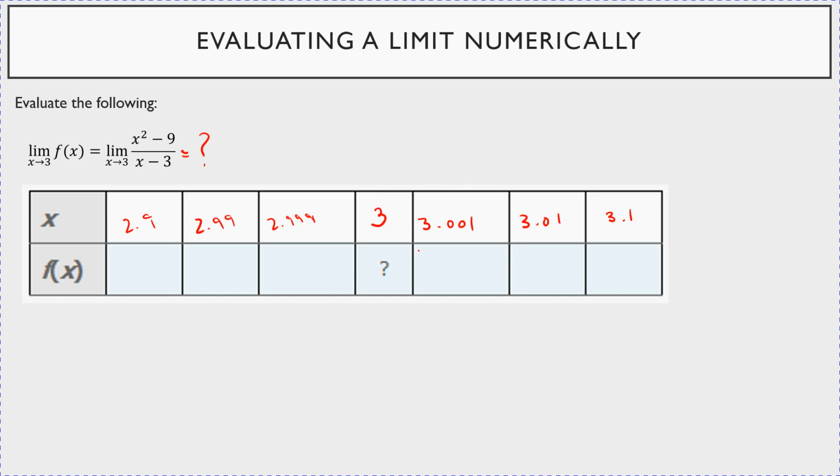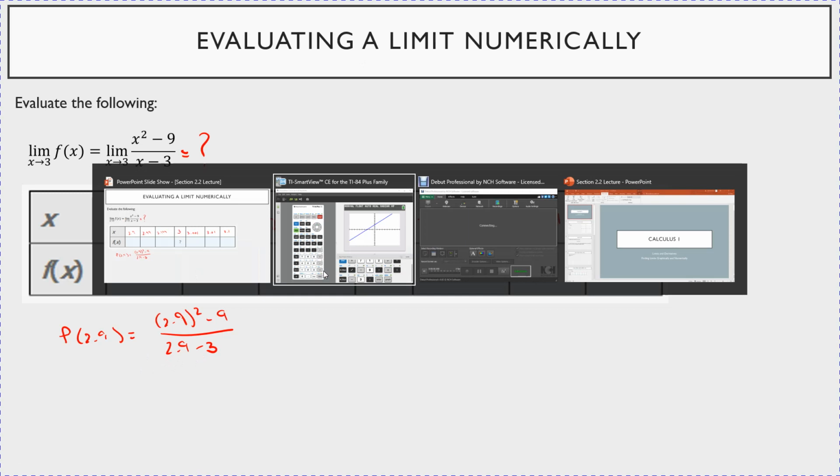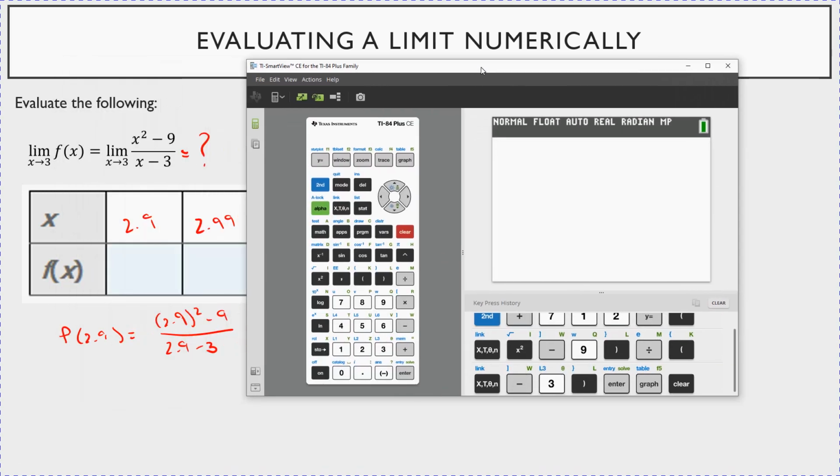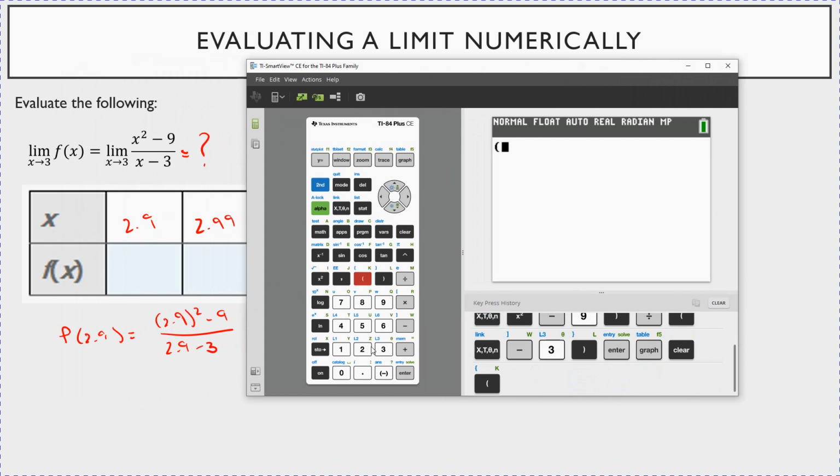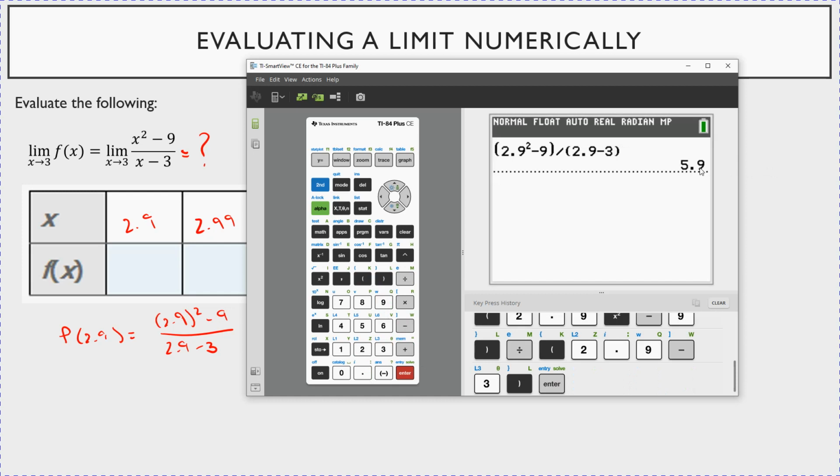So what you're going to do is literally take these values and plug them into your function. So f of 2.9, you're literally going to take 2.9 squared minus 9 divided by 2.9 minus 3. All right, so watch this. I'm going to grab my calculator here. And watch what happens when I plug this in. I get 2.9 squared minus 9 divided by 2.9 minus 3. Look at this, I got 5.9.